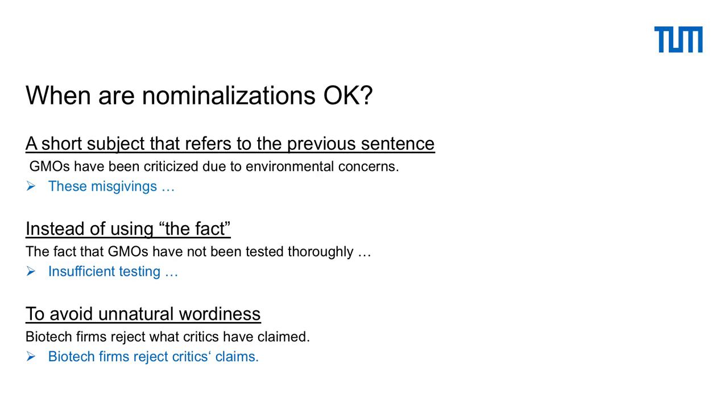The second is the use of the word fact. Very often when you use the fact that, as in the example here, you do not actually require it. You can replace it with a noun. And finally, you might use a nominalization to avoid sentences that are much too long. In our third example here, the relative clause, what critics have claimed, can be replaced with a nominalization.